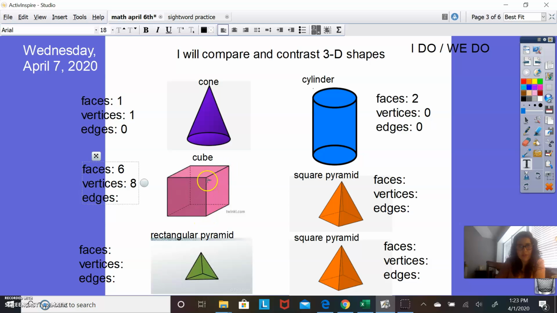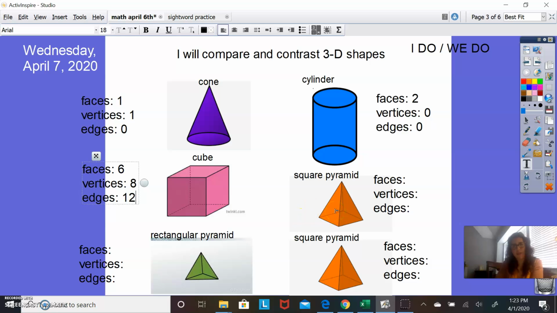Now when we talk about the edges, we're talking about where the sides come to meet. So this is an edge, this is an edge, this is an edge, this is one back here, over here, over here. Let's see if we can count those and get the number. 1, 2, 3, 4, 5, 6, 7, 8, 9, 10, 11, 12. 12 edges.